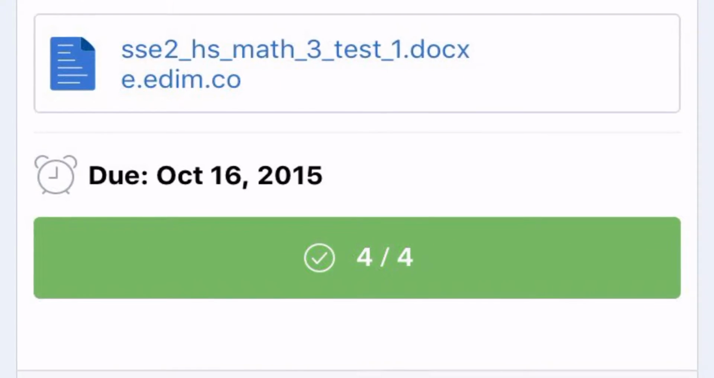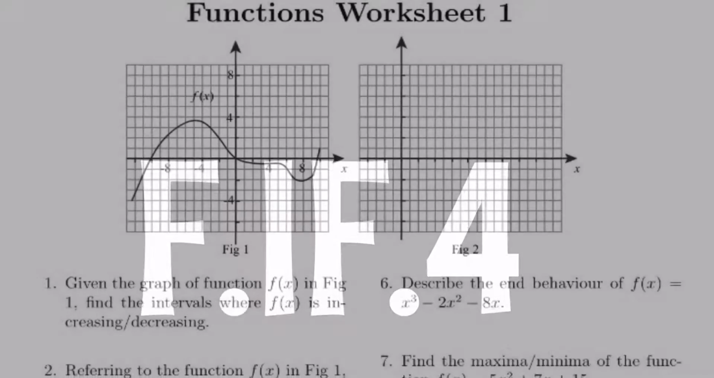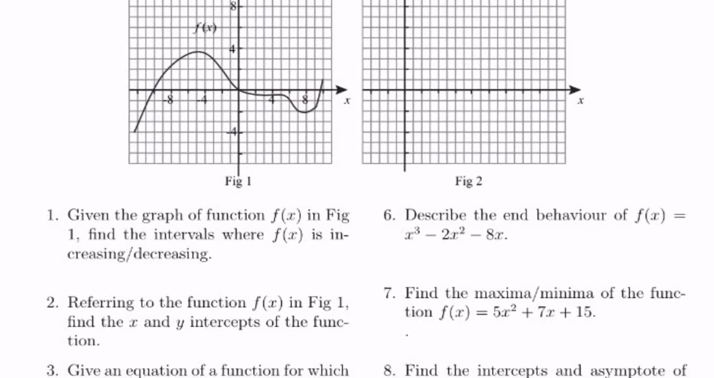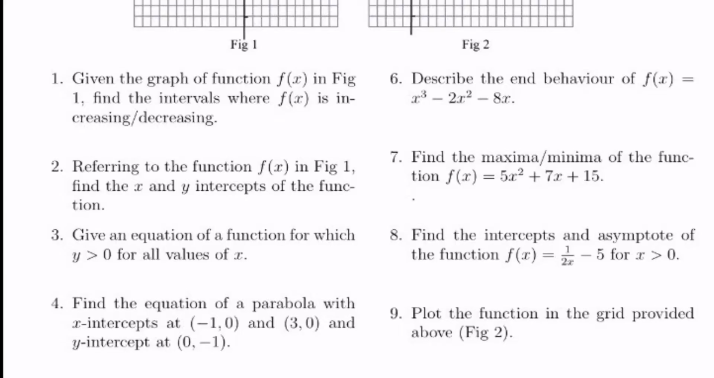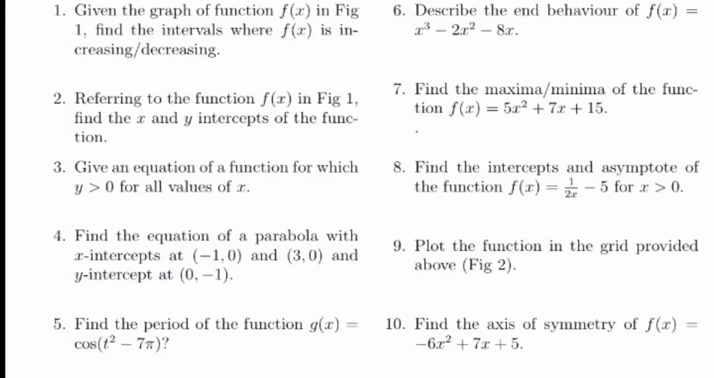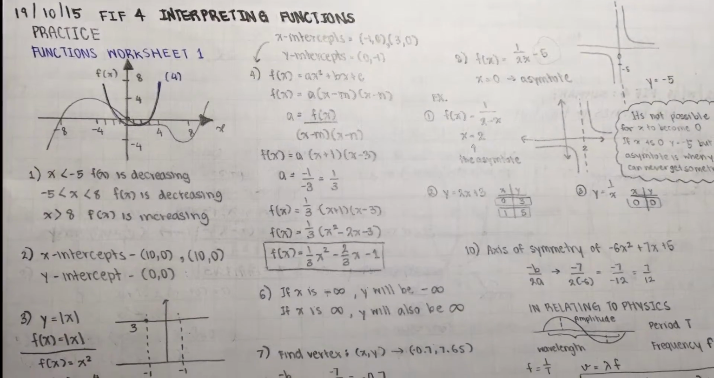The next standard I covered, which is F-IF 4, says for a function that models a relationship between two quantities, interpret key features of graphs and tables in terms of the quantities and sketch graphs showing the key features given in a verbal description of the relationship.